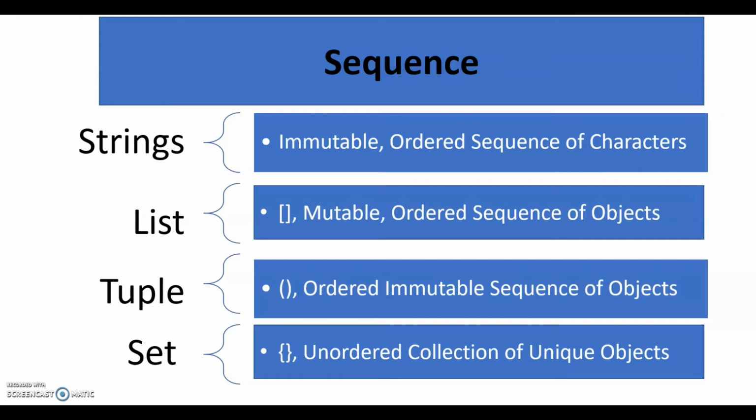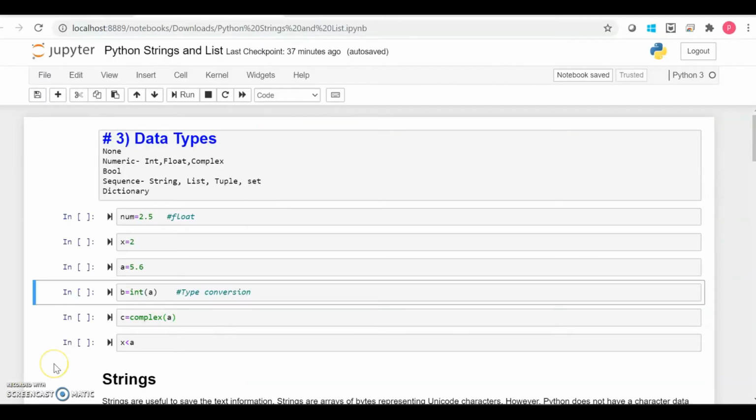Tuples are represented with round brackets and are an ordered immutable sequence of objects. We can't change the value of tuples. Then there come sets. Sets are represented by curly brackets and they are just unique objects, meaning they have unique values, no duplication of any value. Well, the last data type is dictionary. Dictionary is basically key value pairs.